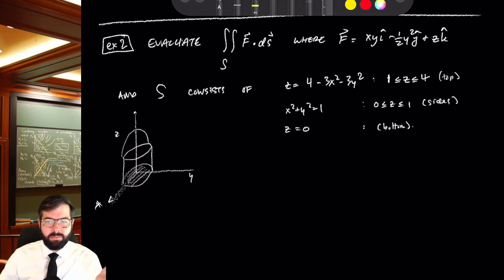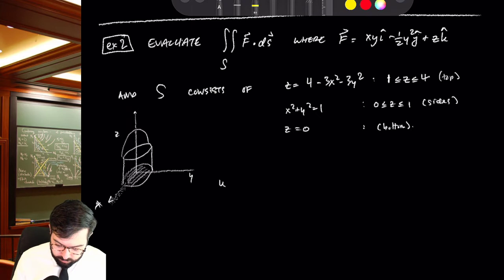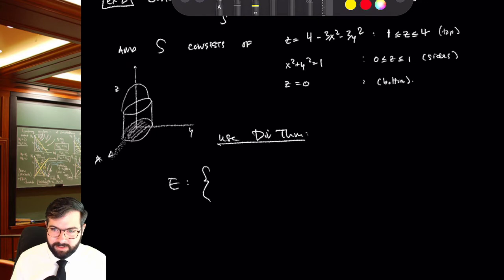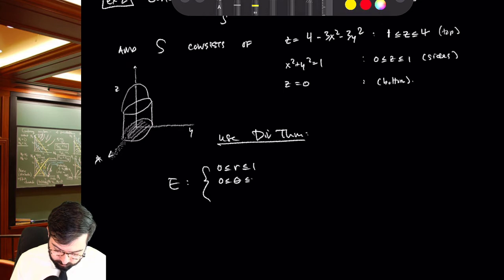Instead, we could get away with using a triple integral of divergence and grabbing all of that inside to tell us about what's happening at the surface. So we'll use the divergence theorem. We'll say that E is really this solid where we've got a disk D in the xy plane with radius r from 0 to 1, and theta ranging between 0 and 2 pi.